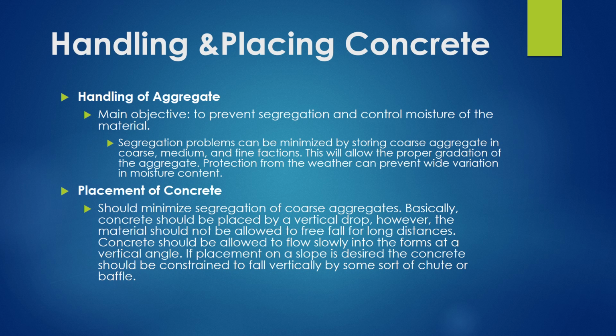With the placement of concrete, we should minimize the segregation of coarse aggregates. Basically, concrete should be placed by a vertical drop. However, the material should not be allowed to free fall for long distances. Concrete should be allowed to flow slowly into the forms at a vertical angle, and if placement on a slope is desired, concrete should be constrained to fall vertically by some sort of chute or baffle.